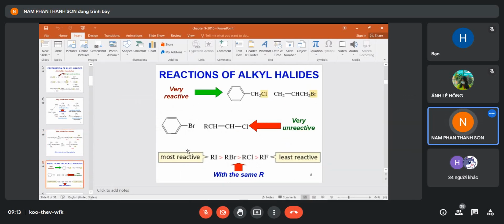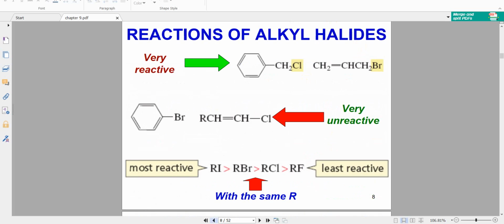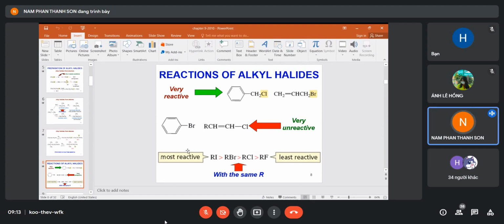So we have alkyl halides. Actually, we rarely see alkyl fluorides or alkyl iodides. Normally, you see alkyl chlorides and alkyl bromides. So what can we do with alkyl halides?